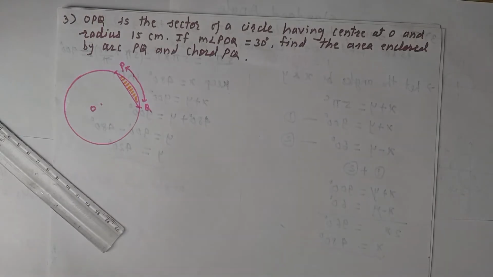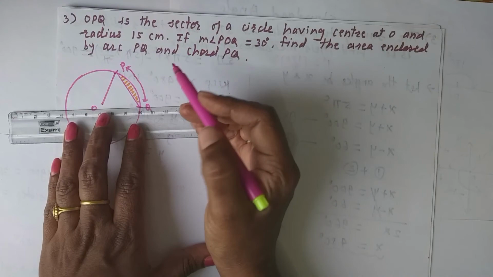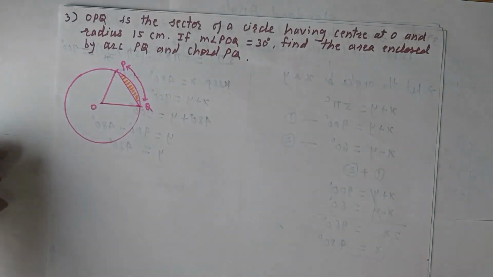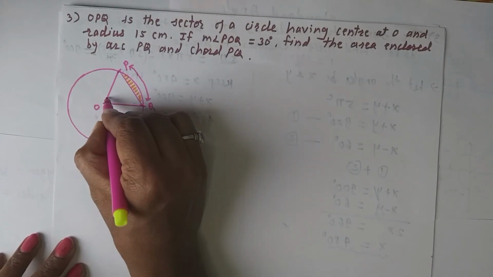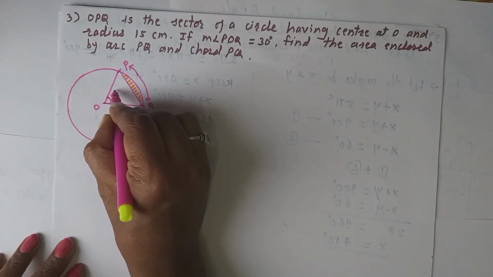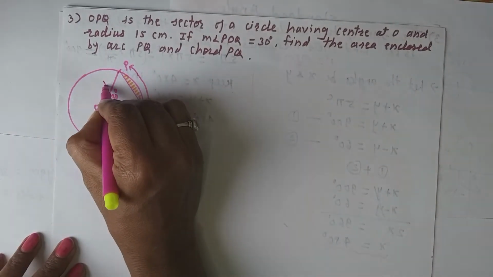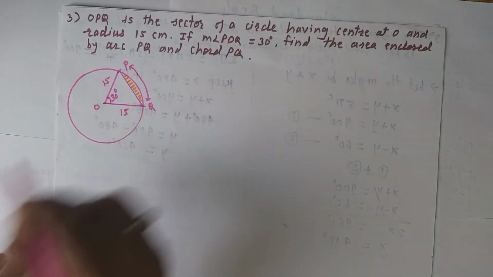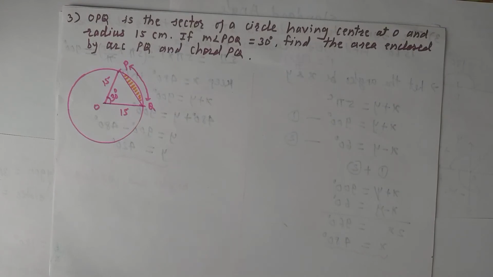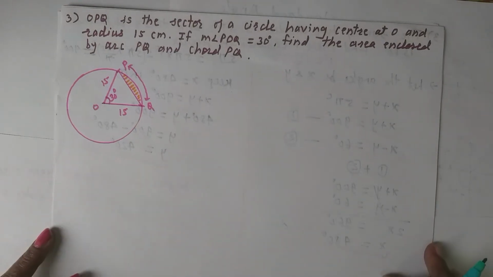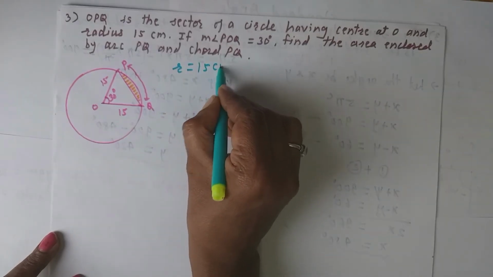Then I will join OP and then join OQ. And see here, what is given again? This angle POQ is given 30 degree. And what is the radius? OQ and OP both are radius. The radius is given 15 centimeter. Then I have to find this enclosed area. This problem is the same as the previous problem. First write down here in the solution, r is equal to 15 centimeter.